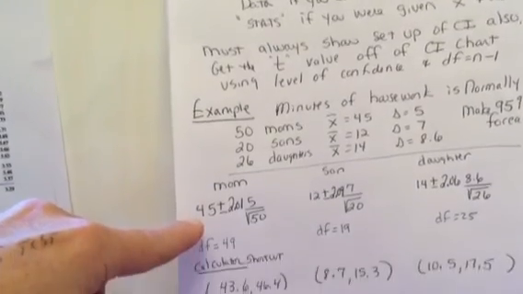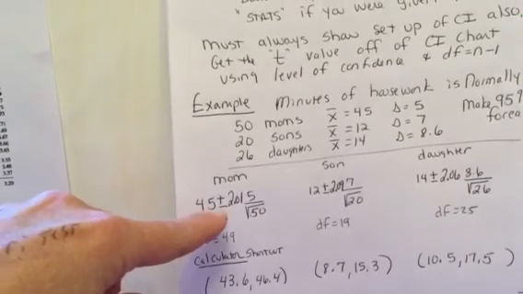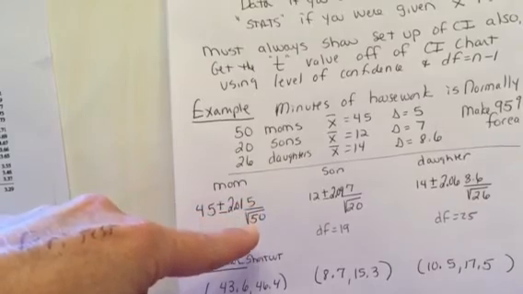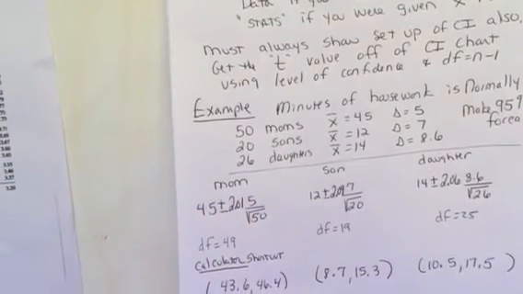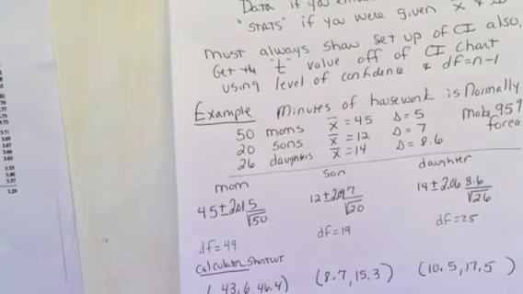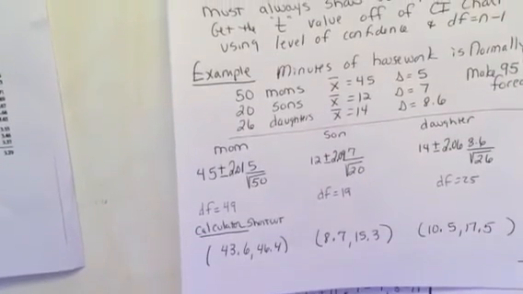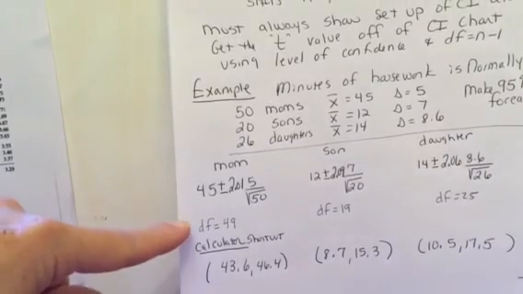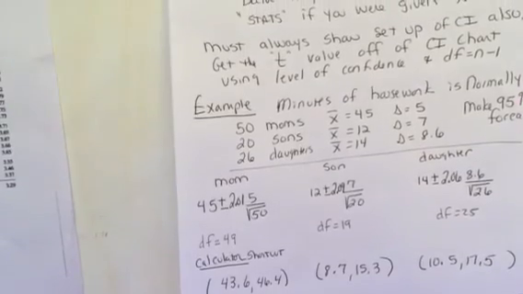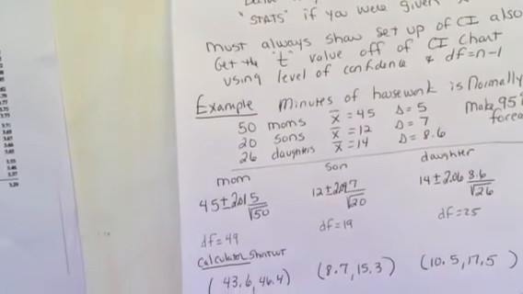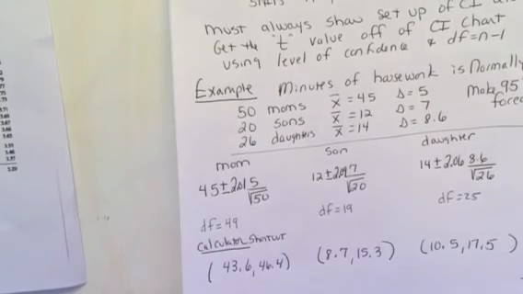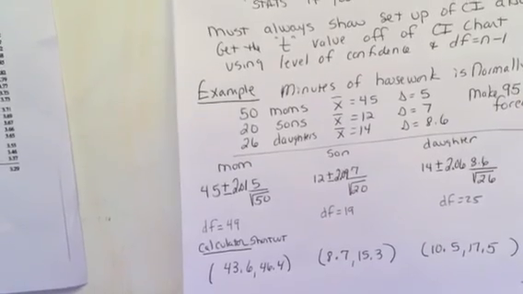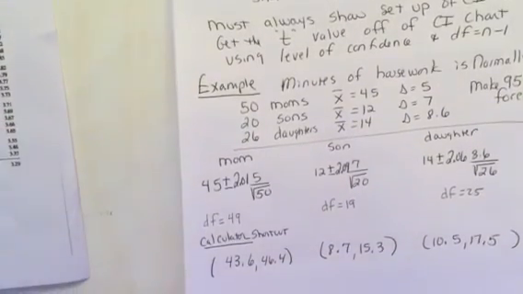Look at the mom setup. We have the X bar, plus or minus. Hold off a second on that 2.01. We have the 5 for the S, and then square root of n. Now, where did I get that 2.01 from? Well, degrees of freedom is n-1. 50 minus 1 is 49, right? So then I go to my confidence interval chart. You can't find 49. I just took the value between 40 and 60 under 95%. That's just to show the setup.